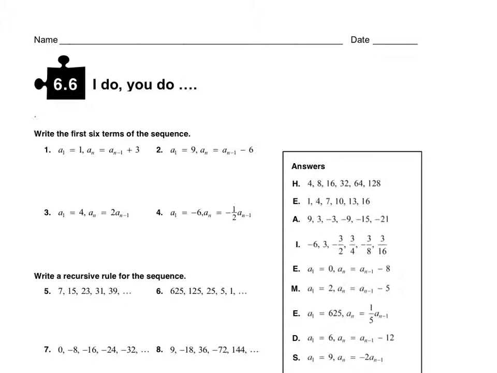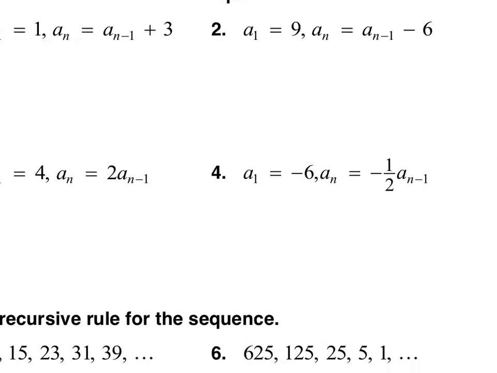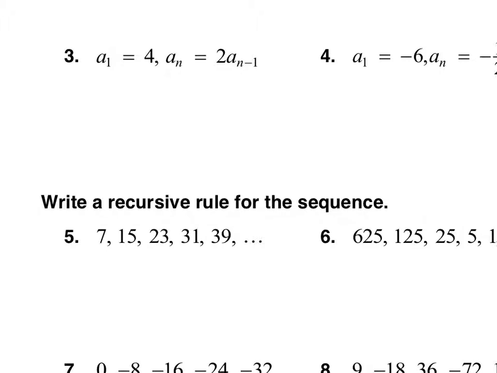Okay, so this first section wants us to write the first 6 terms of the sequence. This is just like number 3 and 4 on the front of your notes. And so I'm going to go ahead and do number 3 with you. So I'm going to make it bigger. Okay, so on number 3, I need to write the first 6 terms of the sequence. I already know that my first term is 4, and I know that I'm going to use a common ratio of 2 multiplied by the term before it.